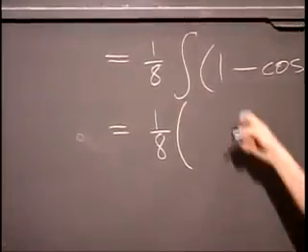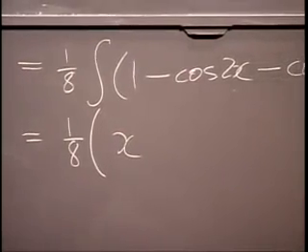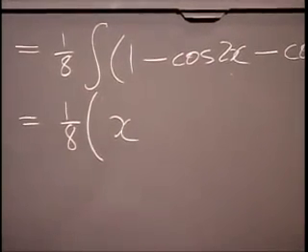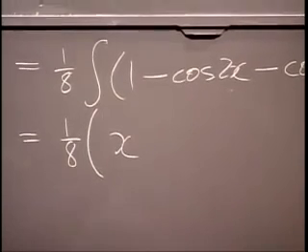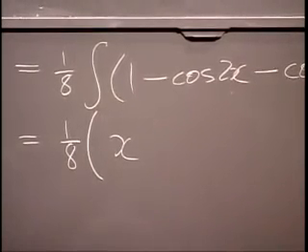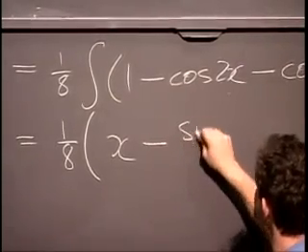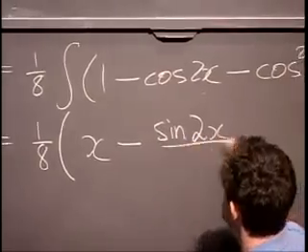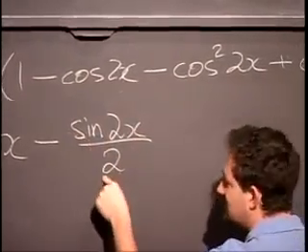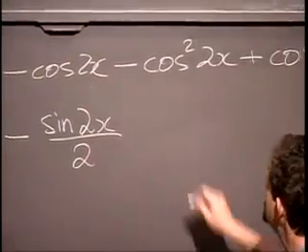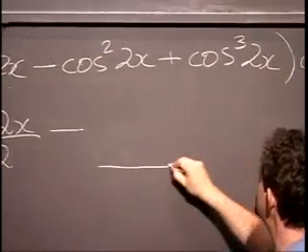1/8 outside of, well, the integral of 1 is just x. The integral of cosine 2x, well, what's the integral of cosine x? Plus sine x, not negative sine x. Derivative of sine is cosine. So the integral of cosine 2x would be 1/2 of sine 2x. Of course, we have a minus sign out the front, so just differentiate this to check. You get cosine 2x times 2, cancels out the 2. No extra minus.